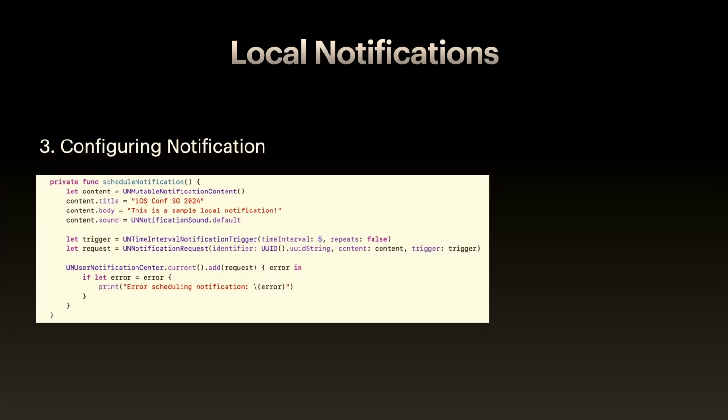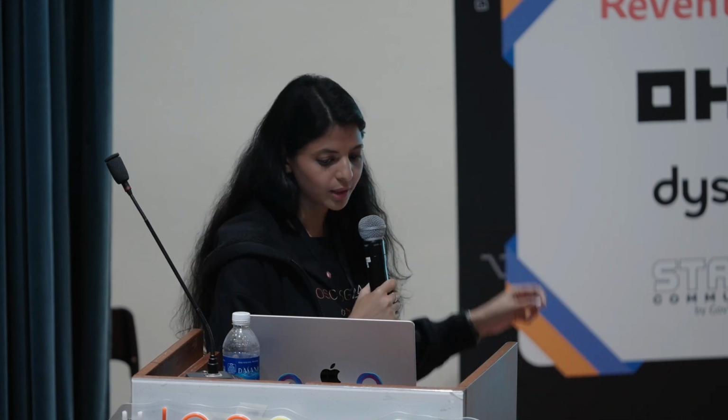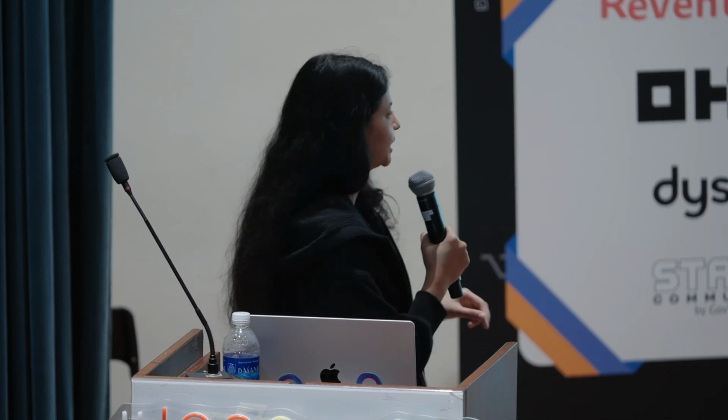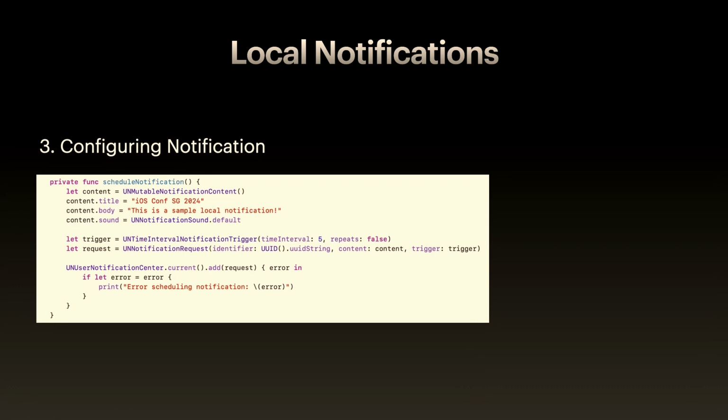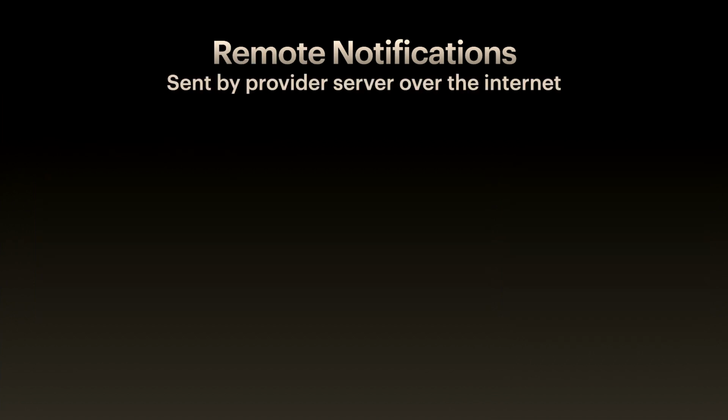You can key in the title, the body, and any other content that you want to show. Then you have to define the trigger. For example, here it's 5 seconds. Then using this content and the trigger, you can create a request and send it to your notification center object. Very simple, right? Nothing new over here. So this is how we can configure the local notification.